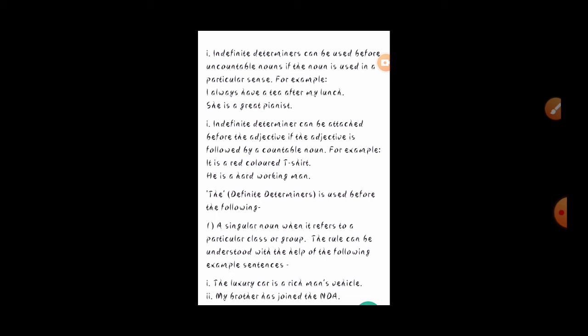Again, there is one exception: indefinite articles and determiners can be attached before the adjectives if the adjective is followed by a countable noun. For example, it is a red colored t-shirt. Here "a" is prefixed. Why? Because the adjective is a countable adjective. Red colored t-shirts can be counted.